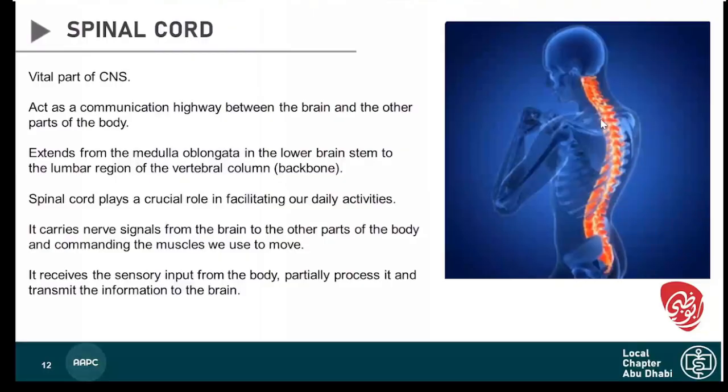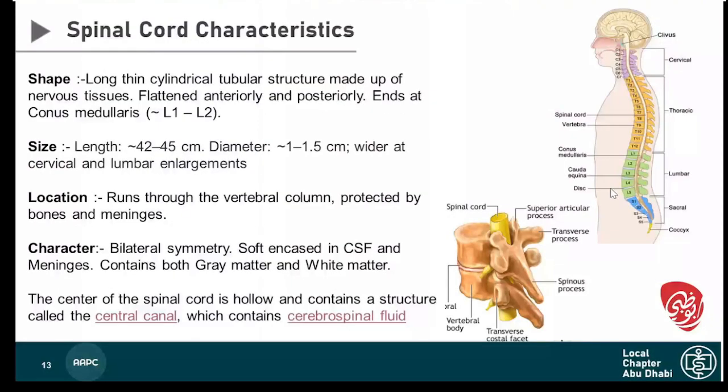Okay, the spinal cord plays a crucial role in facilitating our daily activities. The main function is that it carries nerve signals from the brain to the other parts of the body, commanding the muscles. And also it receives sensory input from the body, partially processes it and transmits the information to the brain.